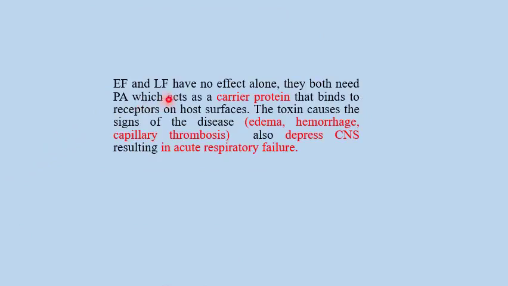The edema factor and the lethal factor have no effect alone, what I just said. They both need a protective antigen which acts as a carrier protein that binds to the receptor on the host surfaces. The toxin causes what? The signs of the disease, which manifests itself as edema factor, so it causes edema. Hemorrhage, it's edema factor, I said elongation factor, I was wrong. It's edema factor, hemorrhage, capillary thrombosis, and it also has an effect on the CNS. It depresses the CNS, resulting in acute respiratory failure, which may cause death.